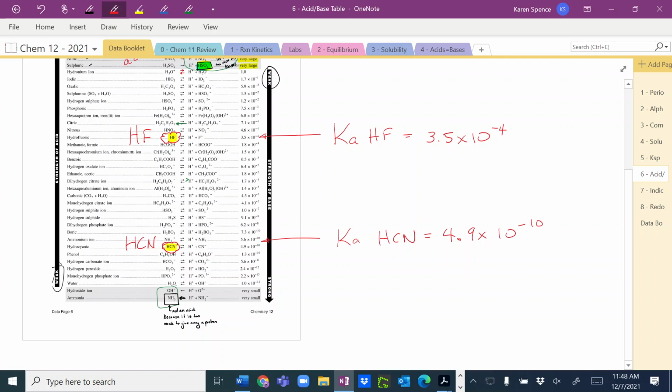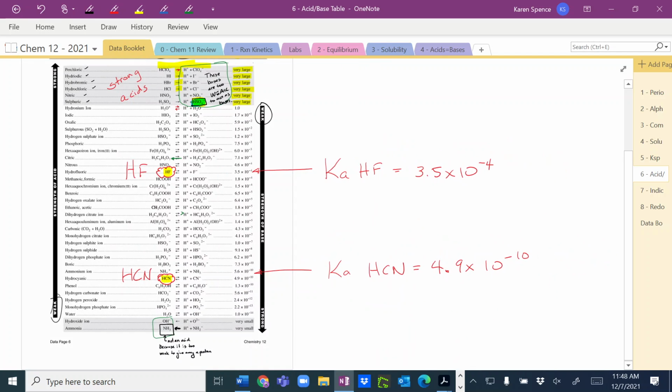Who is the stronger acid? Even if you don't know anything about Ka values, you do know that the stronger acids are up near the top and the weaker acids are down near the bottom. So HF is the stronger weak acid and HCN is the weaker weak acid. So who is better at giving away protons? Who's better at donating protons? HF is better at donating protons.